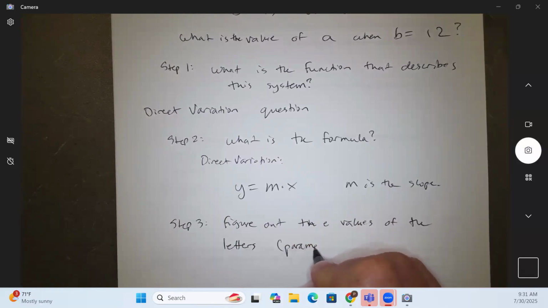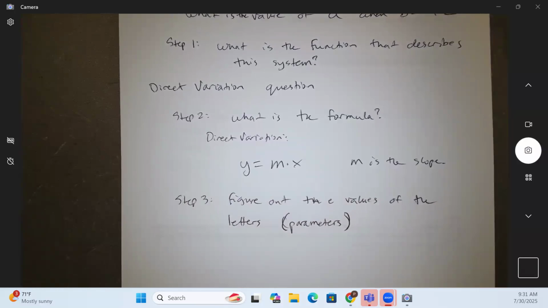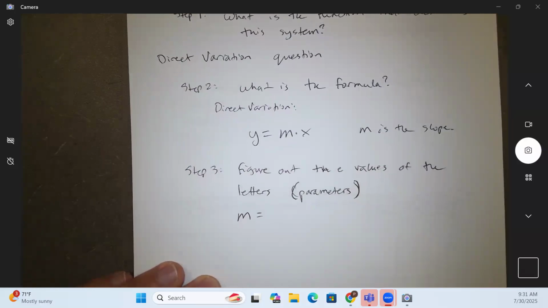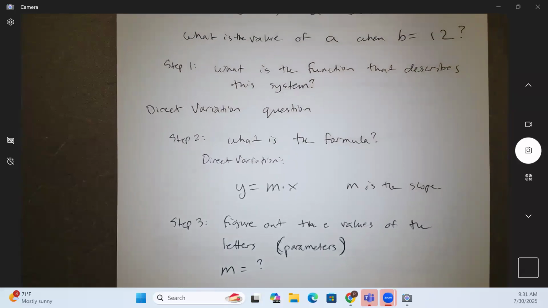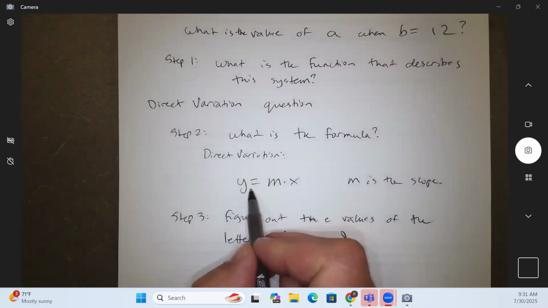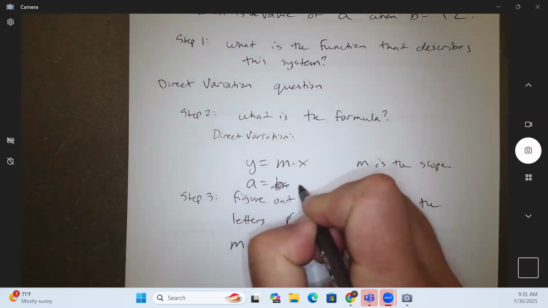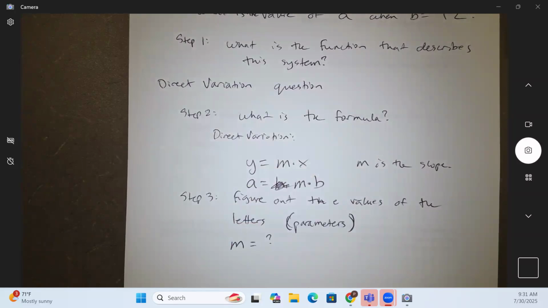In general, in mathematics, these letters are called parameters. They are the numbers that give you the structure of the system. In this case, the only letter we're trying to figure out is m. And we have some information. We know that when B is 5, A is 30. Oh, sorry. In this case, if it's y equals m times x, that means A equals m times B, right? Specifically to use our letters.